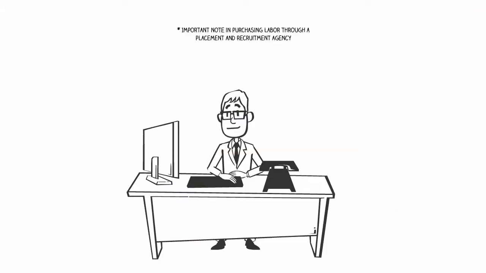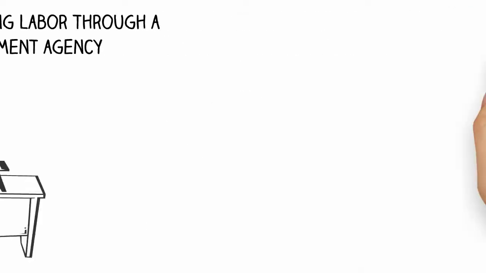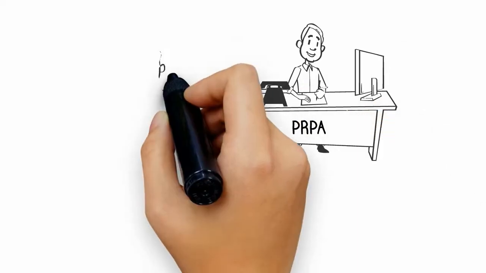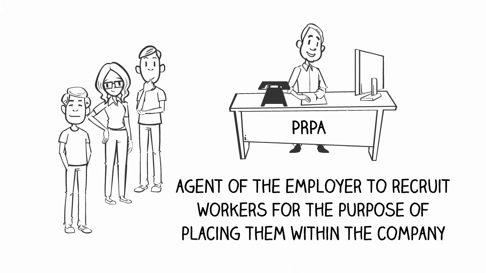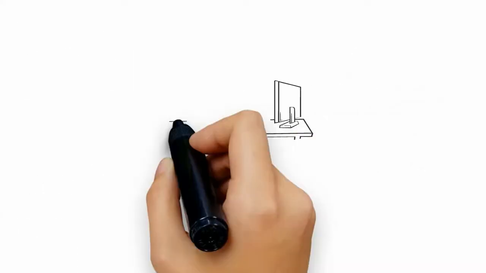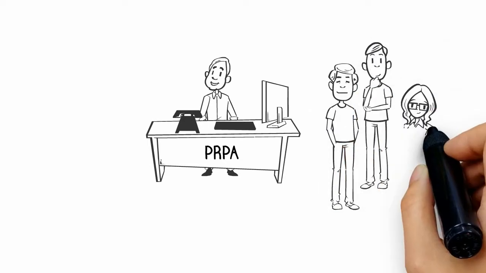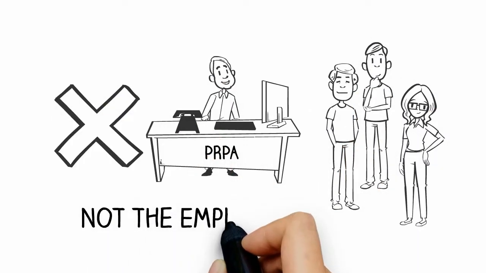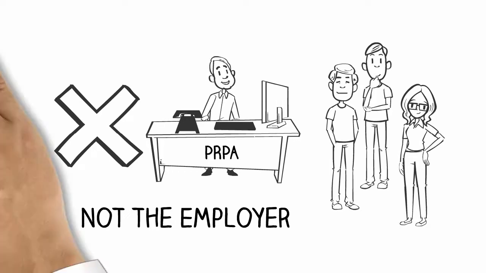It is important to note that in purchasing labor through a placement and recruitment agency, the latter merely acts as an agent of the employer to recruit workers for the purpose of placing them within the company, and shall in no way be considered as the employer of the workers it recruited and placed. Hence the fourfold test shall be satisfied by the employer, not by the placement agency.